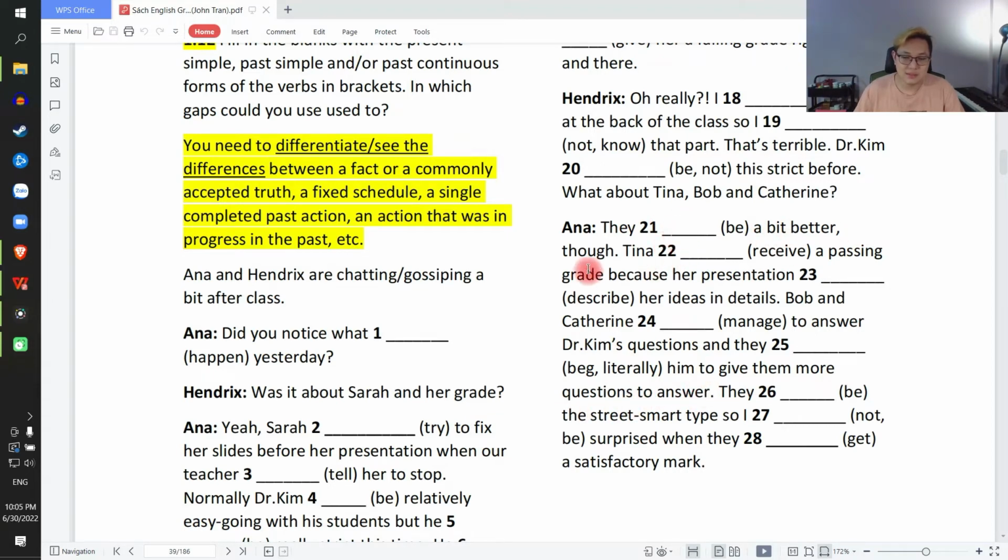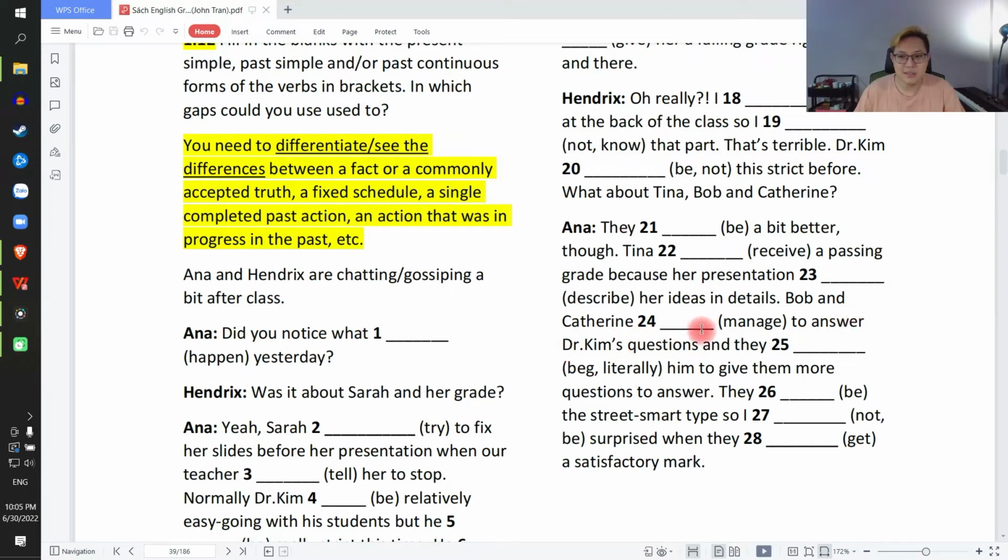21, they were a bit better though. Ba người đó thì khá hơn chút xíu. Tina received a passing grade because her presentation described her ideas in details. Tina nhận được một cái điểm đậu bởi vì cái bài trình chiếu của cổ đã miêu tả những cái ý tưởng của cổ mà chi tiết.